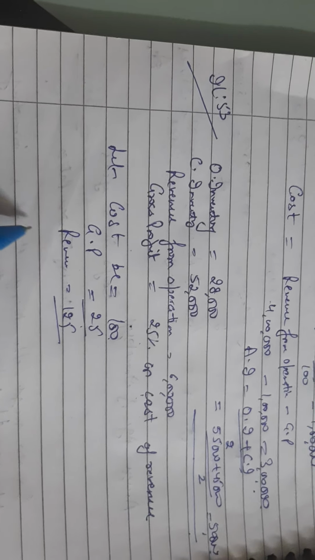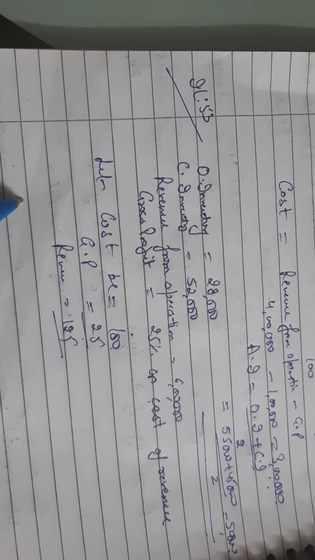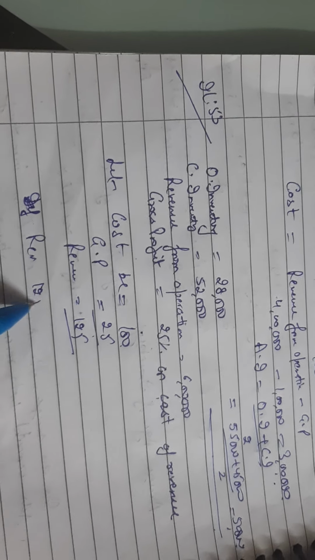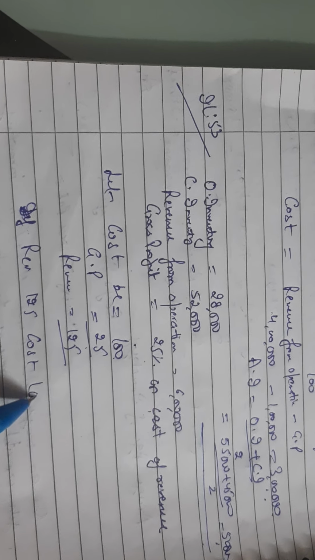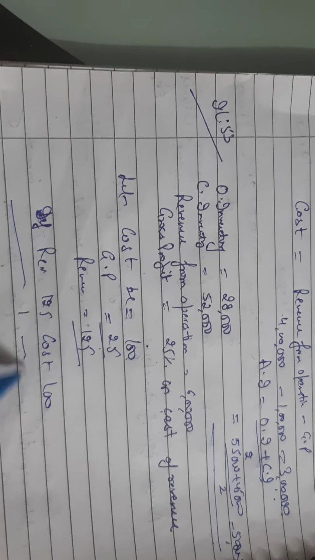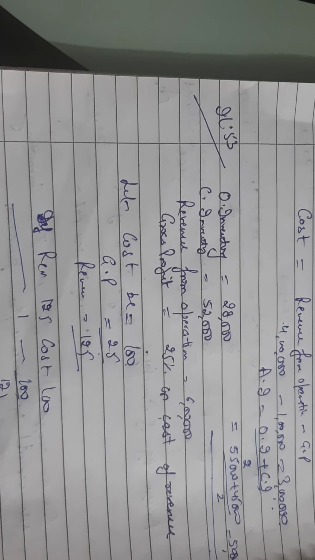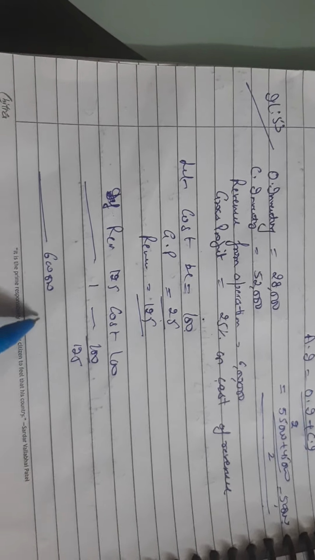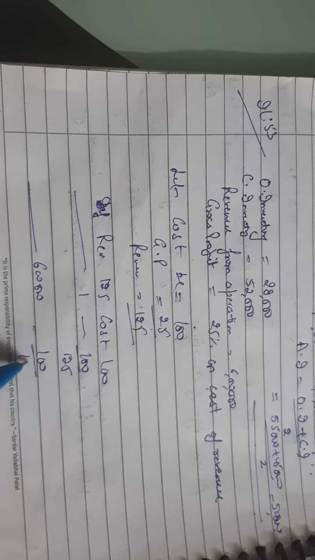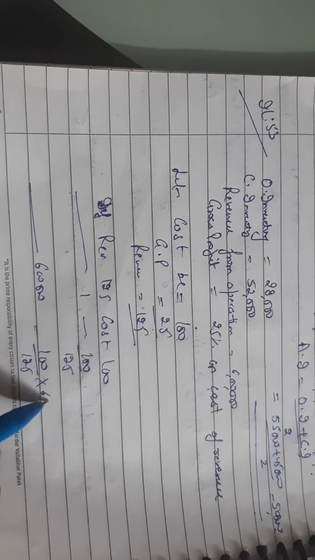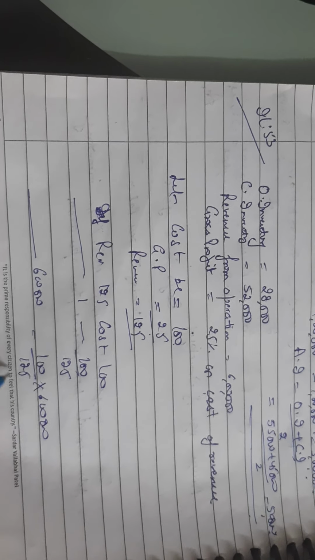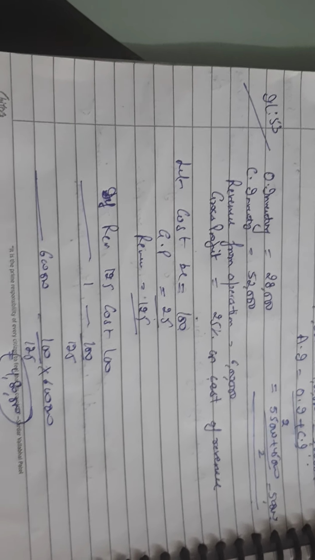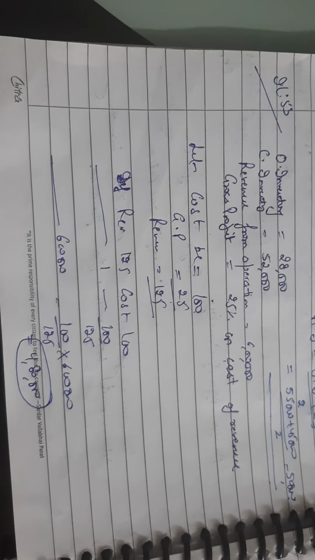Now to find the cost, what we will do: if revenue is 125 then cost is 100. If revenue is 1 then cost is 100 upon 125, and if revenue is 6 lakh, then cost will be 100 upon 125 multiplied by 6 lakh, which is 4 lakh 80,000 cost. So this is the cost of revenue from operation.